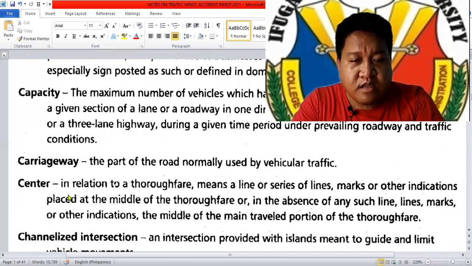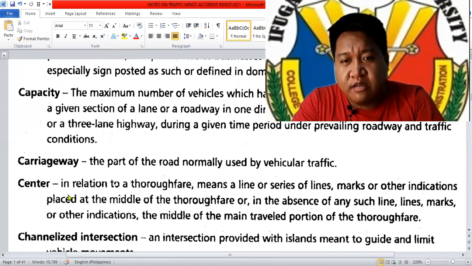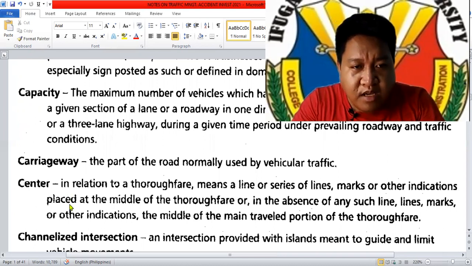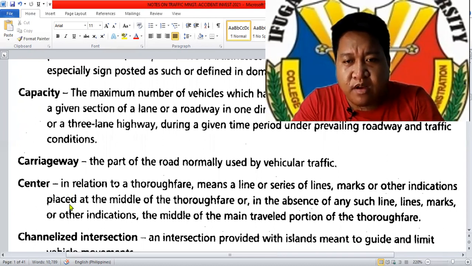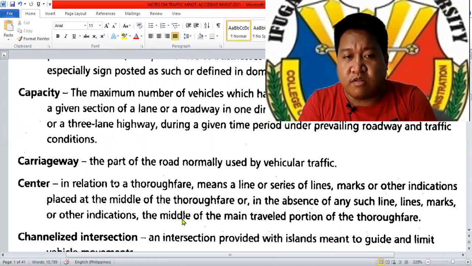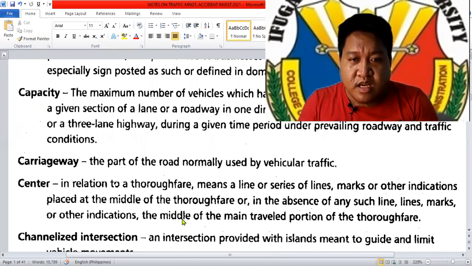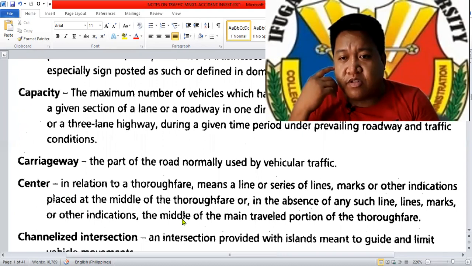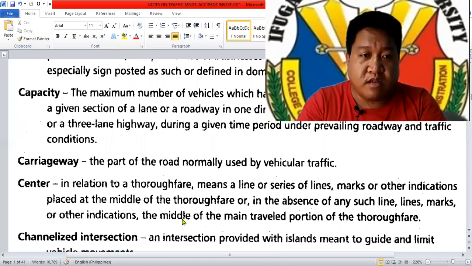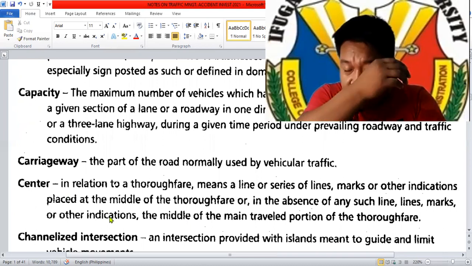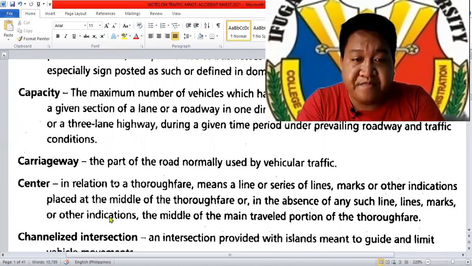Then center, this is in relation to a thoroughfare, means a line or series of lines, marks, or other indications placed at the middle of the thoroughfare. In the absence of any such lines, the middle of the main traveled portion of the thoroughfare. So center is a line, no, or series of lines, marks, or other indications. Yan yung markings na nilagay, no, sa kalsada, no? May meaning yan.